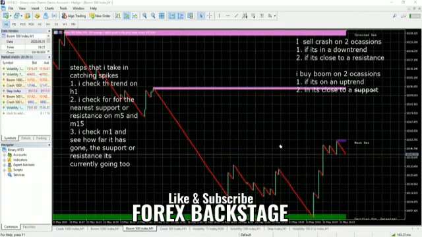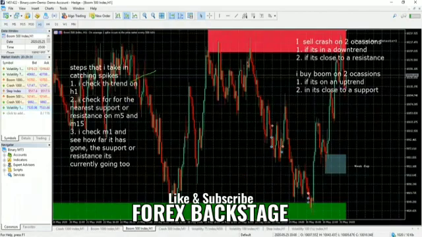So now this is Boom 1,500 rather. Our first rule, as I told you, is that I always buy Boom when it's on an uptrend and when it's close to support. I go to H1 first. Okay, it is on a sweet uptrend.